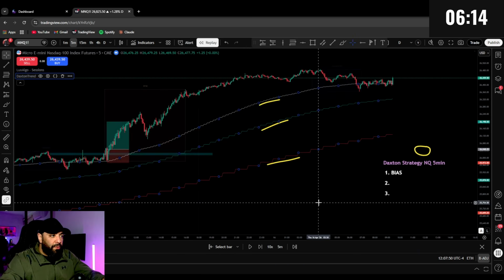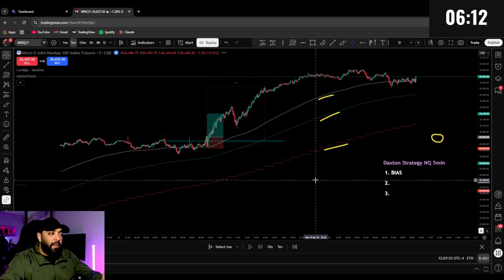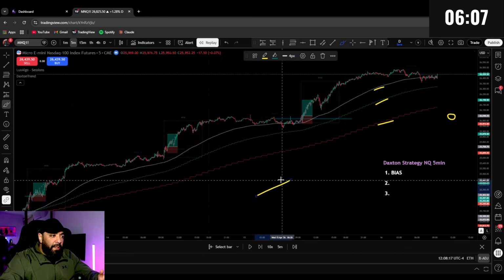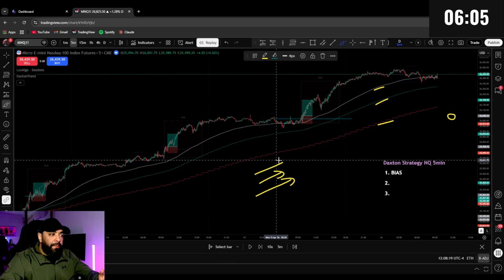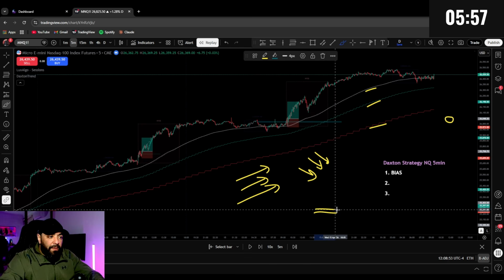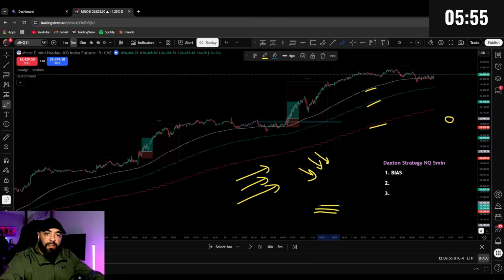All the big institutions always keep an eye on these EMAs. You see how the price respects them? If these EMAs are stacked pointing up, I only look for buys. If these EMAs are stacked pointing down, I'm only looking for sells. If these EMAs are flat like this, I simply don't take a trade. This is my entire bias in only 5 seconds. Now let's get to step 2.